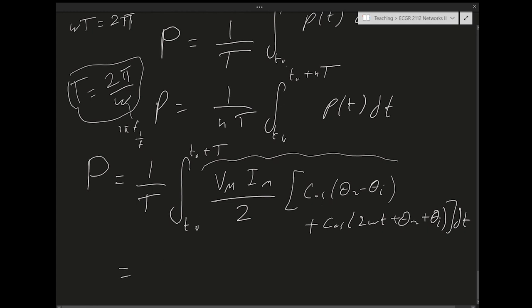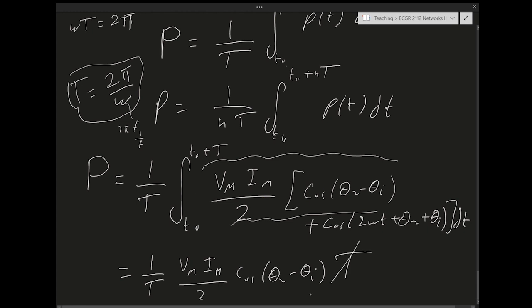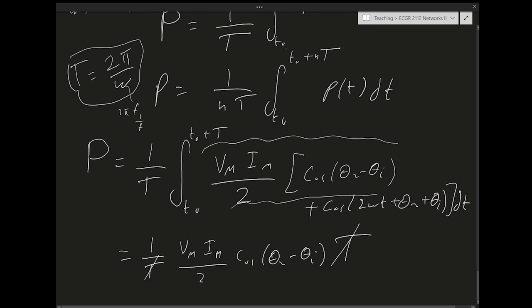So for this part, integrated, it will be 1 over T times Vm Im over 2 cosine theta V minus theta I. So this is constant, right? So I can take it out of the integration. I'm integrating 1 from T0 to T0 plus T. I end up with T. So T cancels with T, right? But then also this part is a cosine function.